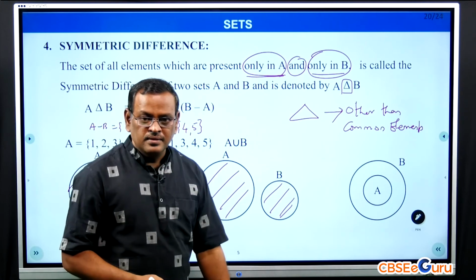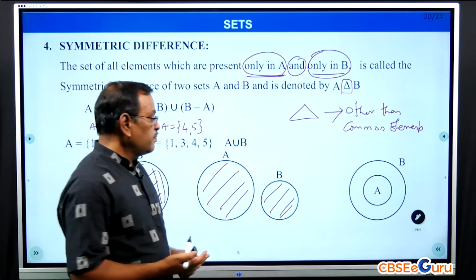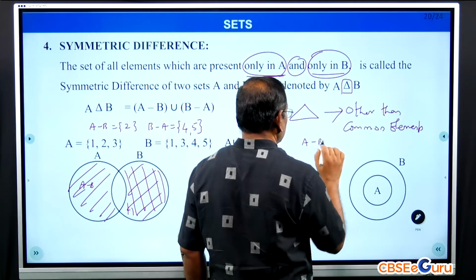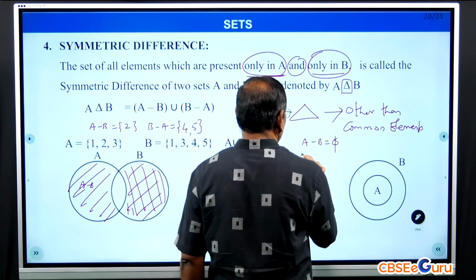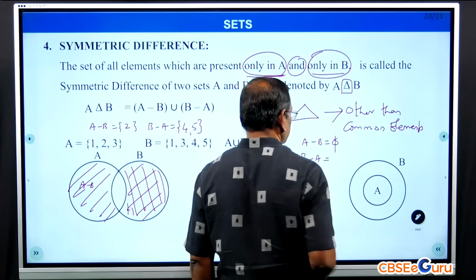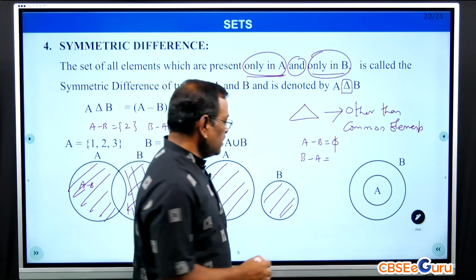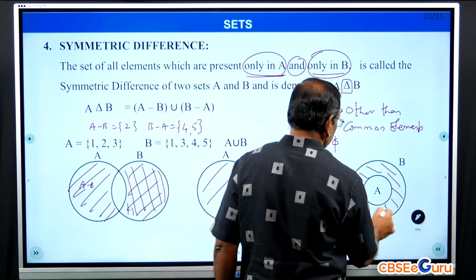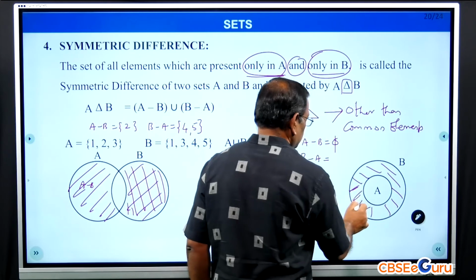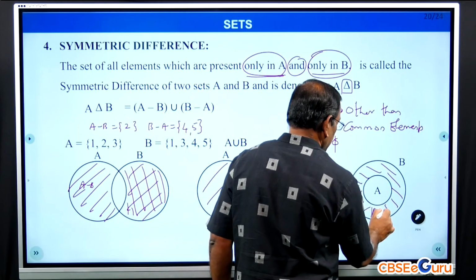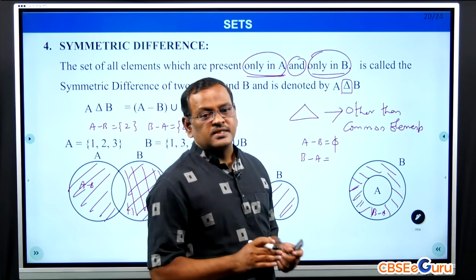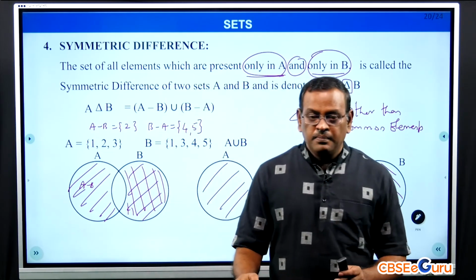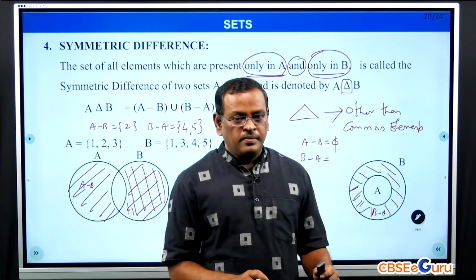What about the third case? 100% not possible. So what is A minus B? One second, sorry. A minus B is a null set. What is B minus A? Elements belonging to B but not in A. Here this is B minus A. But there is no A minus B. A minus B is a null set. So this is the fourth operator, and the meaning of this operator is other than the common elements.